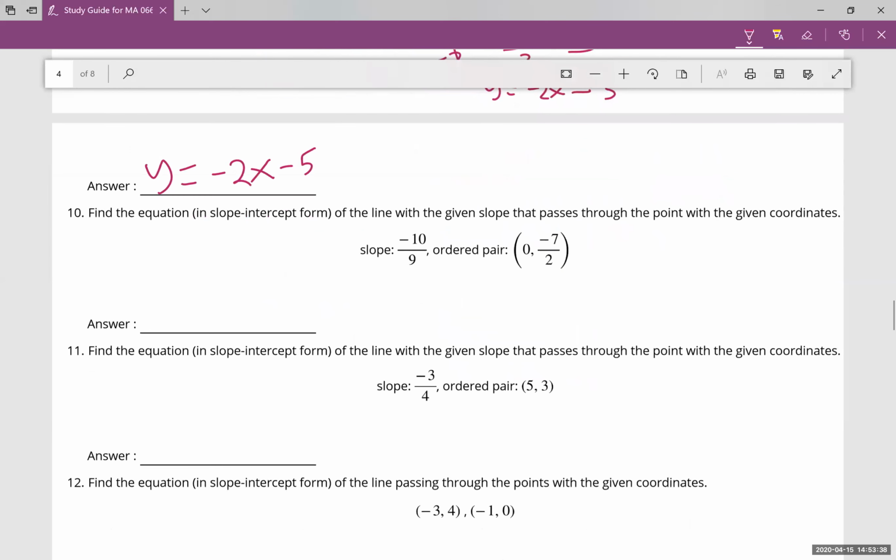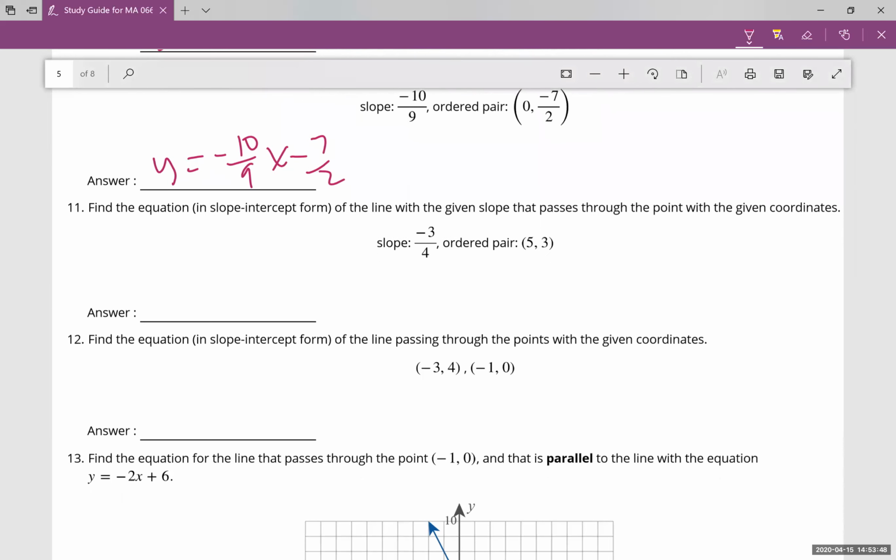All right, number 10 we're not going to do, but I am going to give you the answer. Y equals negative 10/9x minus 7 over 2. And I'm not going to do number 11, but here's the answer. Y equals negative 3/4 x plus 27 over 4.